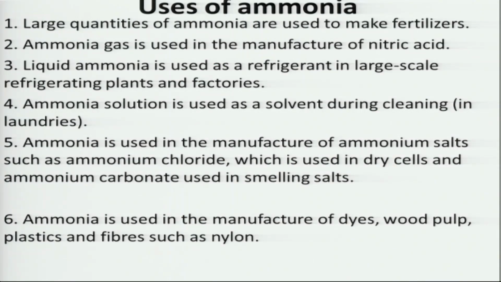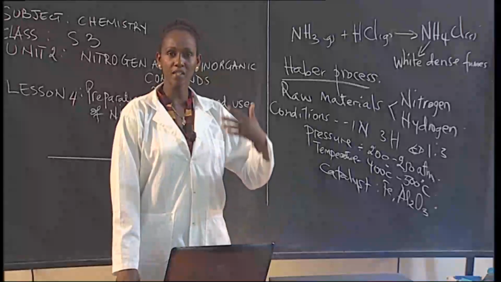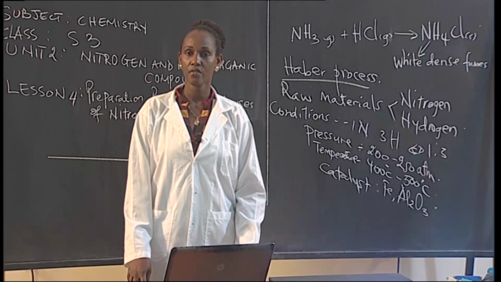So after seeing the preparation of ammonia using the Haber process, we can go ahead and look at the uses of ammonia now. So why do we need to manufacture ammonia? Why is it, what importance is ammonia in everyday life?